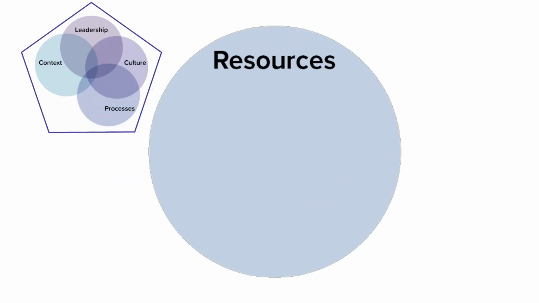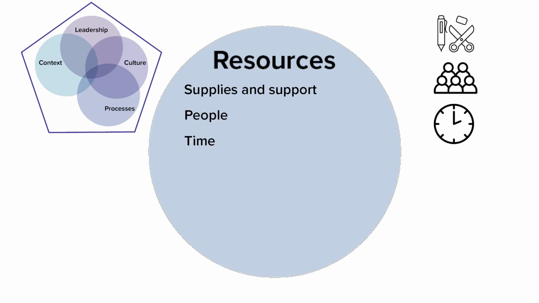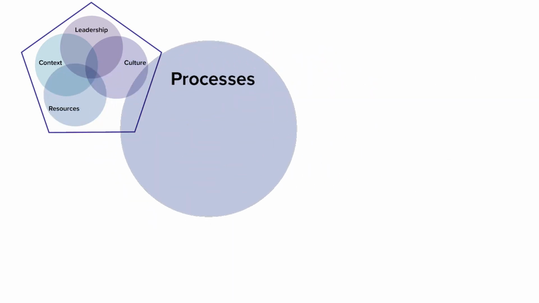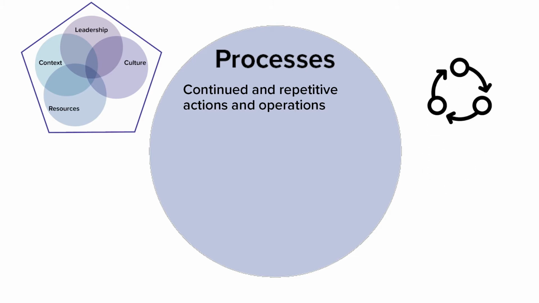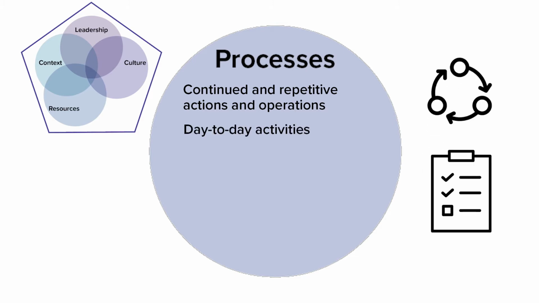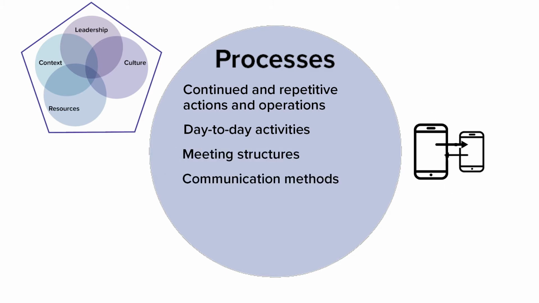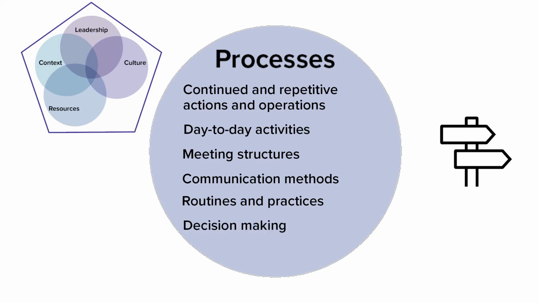Resources refer to having access to the necessary sources of supply and support that enable your system to function. That can include people, time, money, materials, and technology. Processes refer to continued and repetitive actions and operations that are used to accomplish the work and manage day-to-day activities. Processes can include meeting structures, communication methods, common routines and practices, as well as how you make decisions.